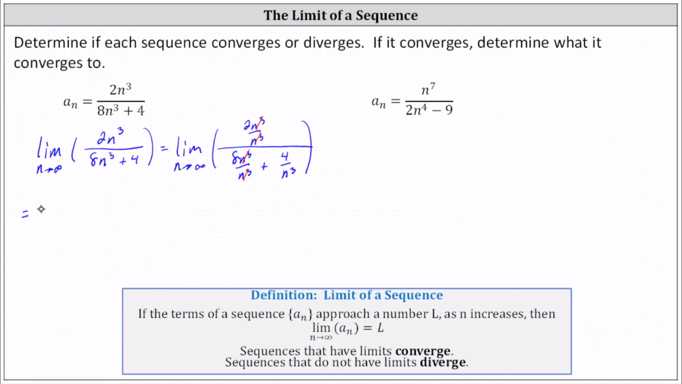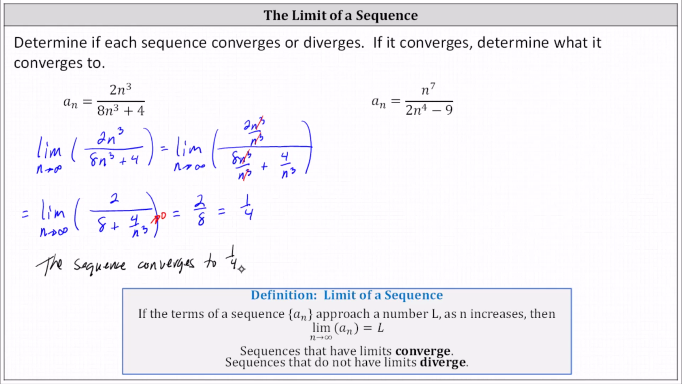We now have the limit as n approaches infinity of just 2 divided by the sum of 8 and 4 divided by n cubed. Notice now, only 4 divided by n cubed is affected by n, and 4 divided by n cubed approaches 0 as n approaches infinity, giving us a limit equal to 2/8, which once again simplifies to 1/4. So the sequence converges, and it converges to 1/4.